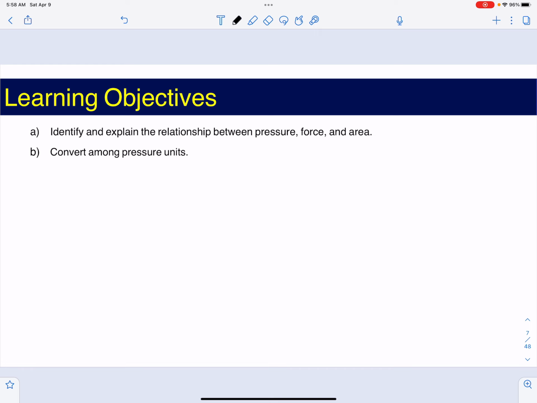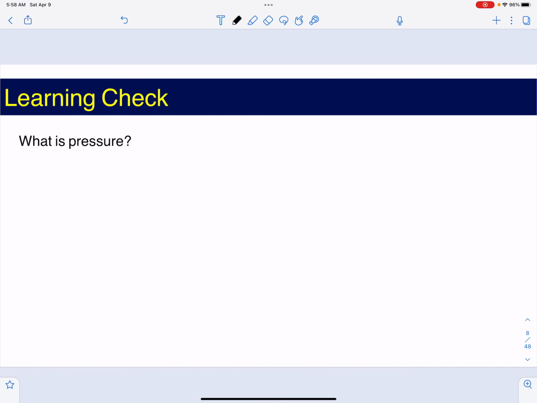Identify and explain the relationship between pressure, force, and area. We just did that. So that's the example I just gave you with the big square and the small square, big area versus a small area. So if you have to go back a few slides, feel free to. What we're going to be concentrating on now is how to express those numbers in units. So let's do that. So what is pressure?